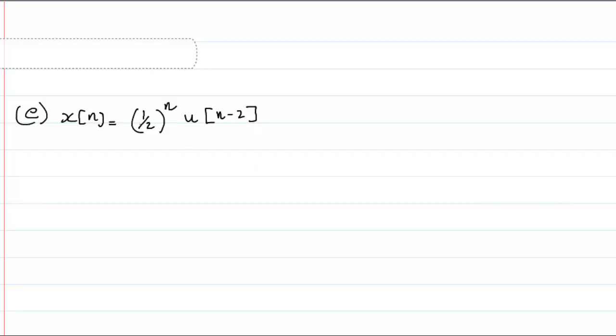Now how will we do this? See, there are two methods of doing it. One is you find out the Z transform of u of n, then you find out what it is going to be for u of n minus 2, that is time shifting. Sorry, the arrow should be this, okay, and for this step it is time shifting.